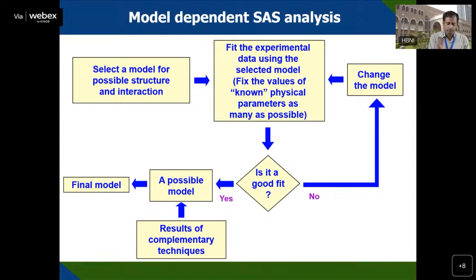So first you have to select a model for the possible structure and interaction, and fit the experimental data using the selected model by fixing the known values, whatever known physical parameters you have. If it is a good fit, then that will be the probable model to interpret the data. But if it's not fitting, then you have to keep on varying to get the best possible model for the shape and size of the structure. So mainly you have to go for a complementary technique to verify that.